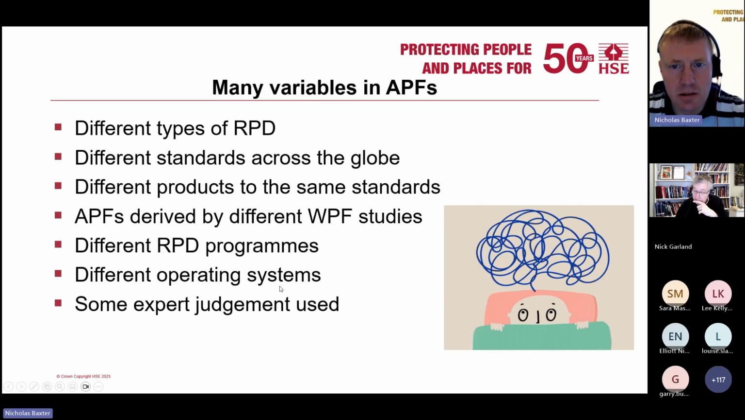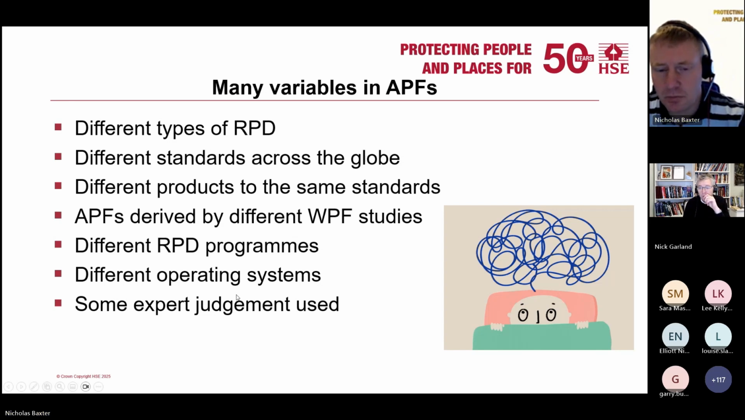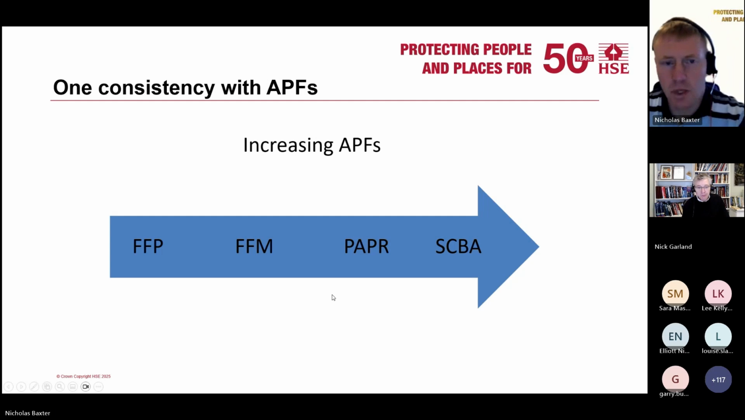So those are the types of variables that we see from APFs. There's different RPE, different types of products, variation across the globe, different standards. There's variation in the workplace protection factor studies that have developed them. RPE programs can vary significantly. There's different ways that they're operated, and ultimately some of the assigned protection factors, because there wasn't enough data generated, were then given by expert judgment. So there's lots of things that can vary and can be confusing.